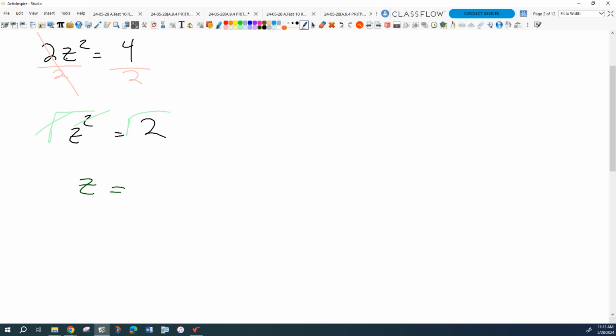Square root of 2? Plus or minus. Plus or minus square root of 2. Good? Okay.